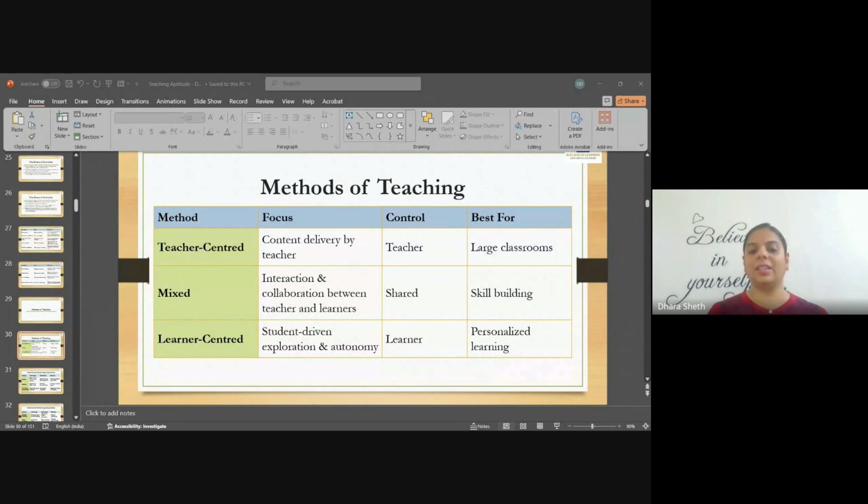And learner-centered is student-driven exploration and autonomy. So the control is in the hand of the learner and it is personalized learning. So the teacher says that now you do it in groups and the students are discussing, doing things on their own. And the role of a teacher is very little, probably a facilitator or a guide, nothing more than that. So these are learner-centric methods of teaching.